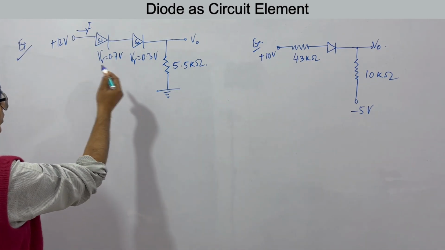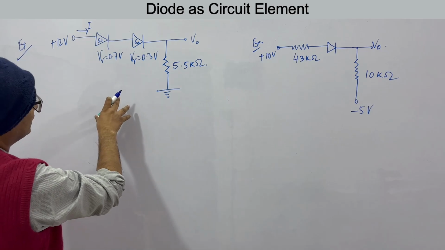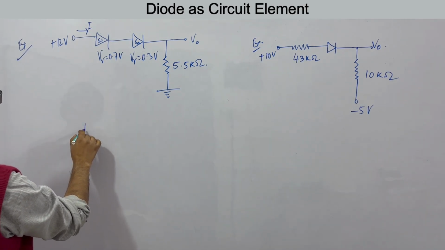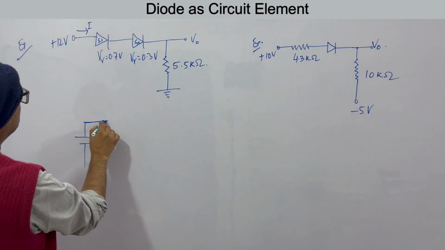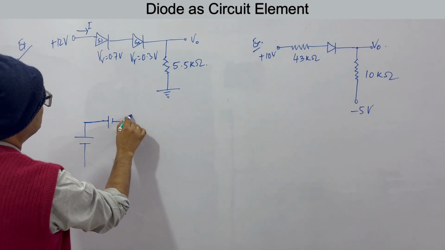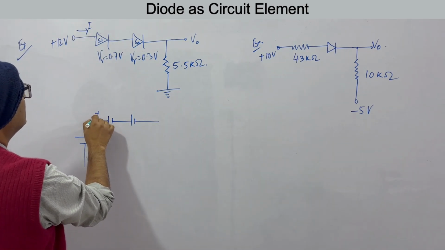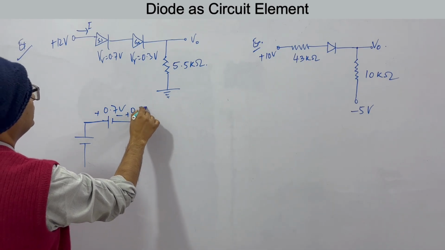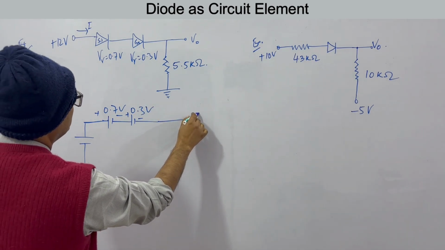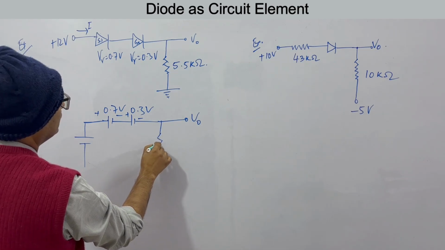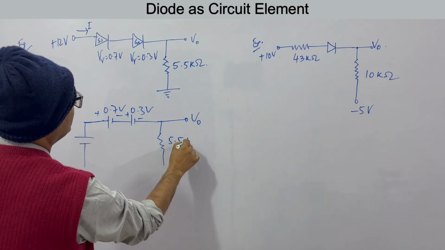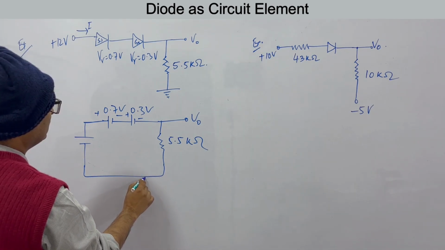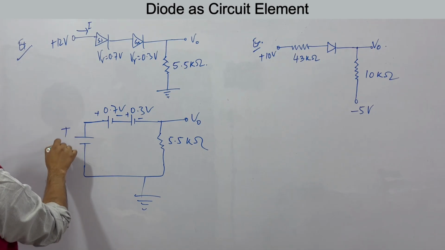Okay. So if you are able to understand this circuit, very good. If not, you can redraw this circuit like this. This will be a voltage source, this one will be 0.7 volts, this will be 0.3 volts. Here you have V output. Here you have a 5.5 kilo ohms resistor. And because both are grounded, this is 12 volts. Okay.